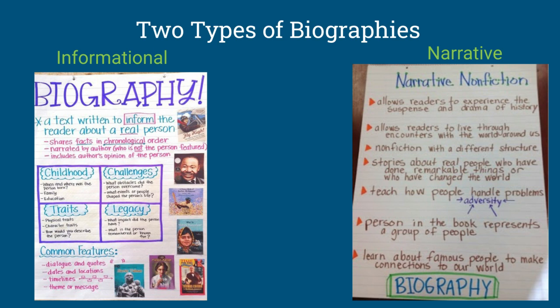An informational biography is a text written to inform the reader about a real person. It shares facts in chronological order. It is narrated by an author who is not the person who the biography is about. It's a separate author, and it includes the author's opinion of that person. There are usually main sections in an informational biography. There's usually a childhood, challenges, traits, and their legacy, which is what impact did they have? What are they remembered for? Like Elizabeth Cady Stanton is remembered for working to have women get the right to vote.